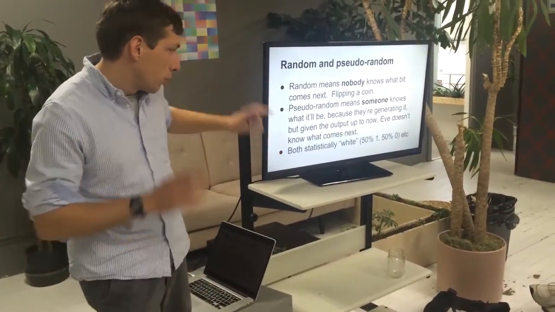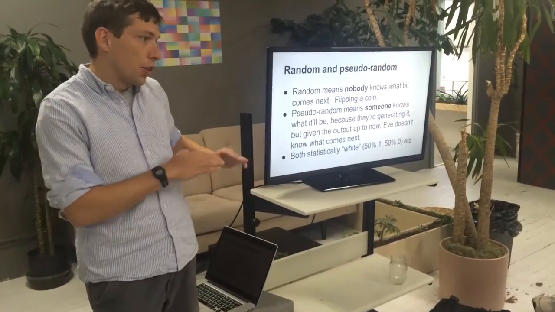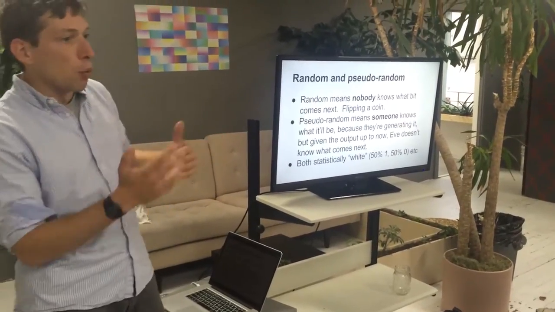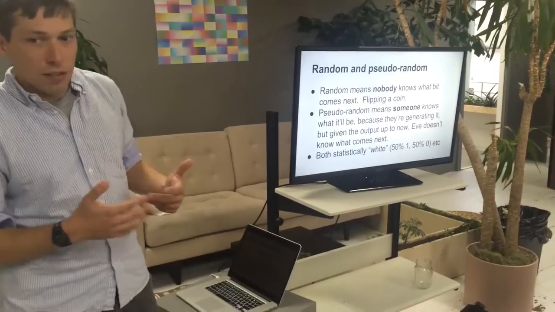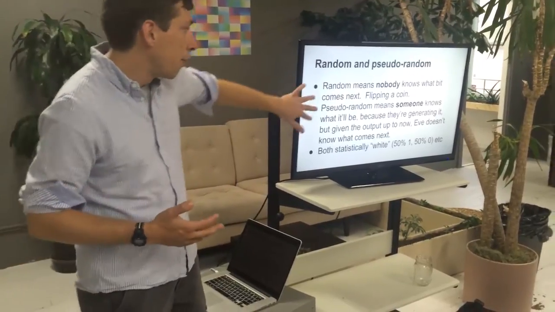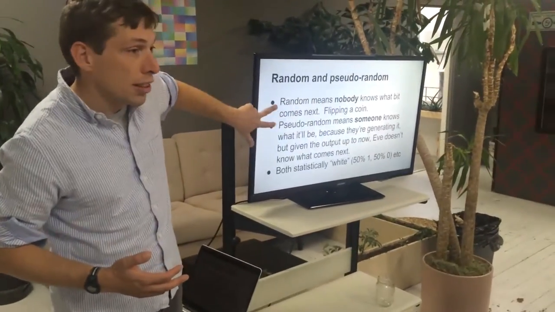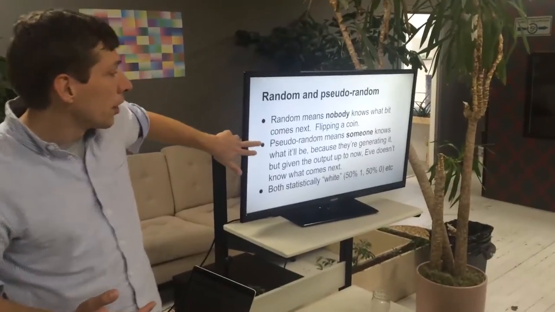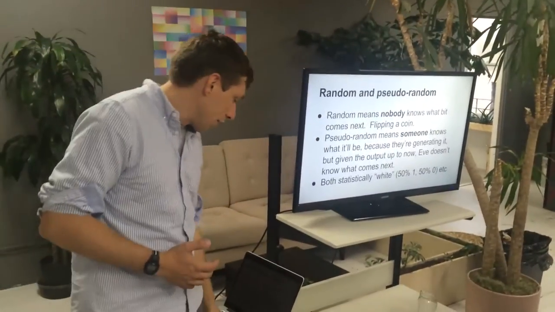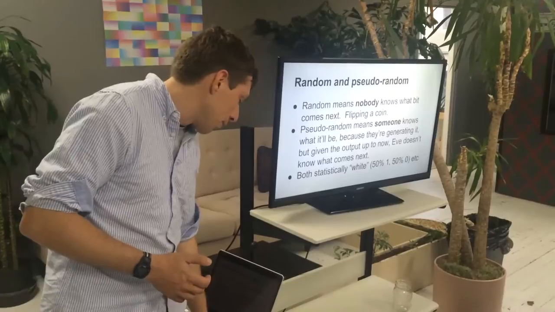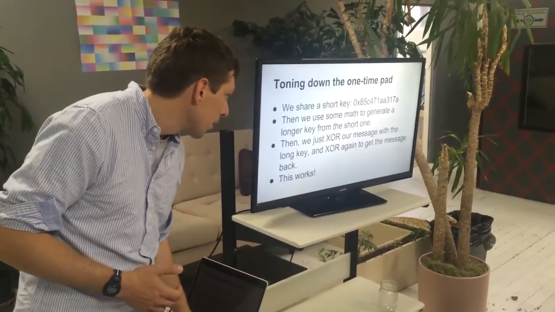Both should be statistically white. That means there's no bias in terms of more ones than zeros. There are a lot of statistical properties of both of these, and they should look the same. A random number and a pseudo-random number should look exactly the same. But one of them has some computation behind it, and the other is just a physical process.